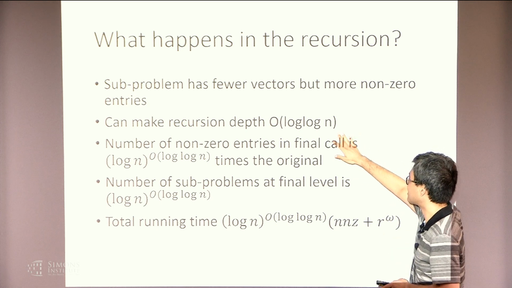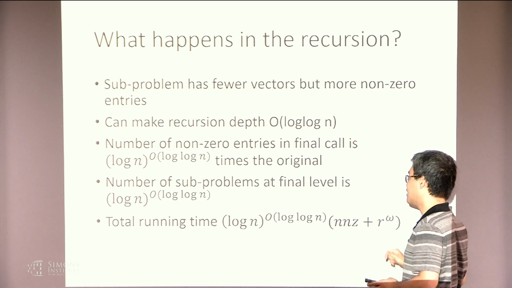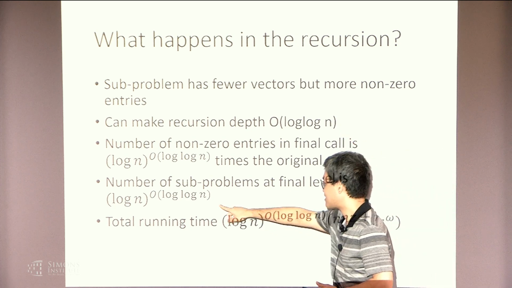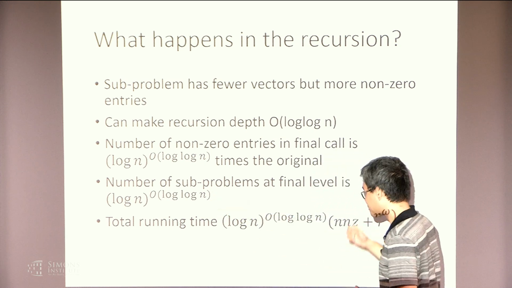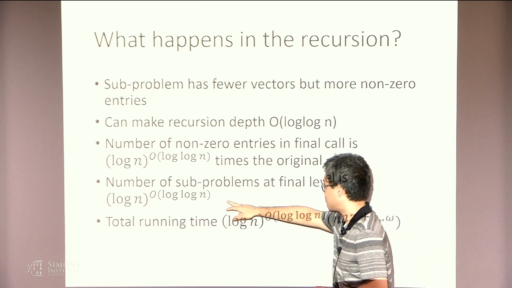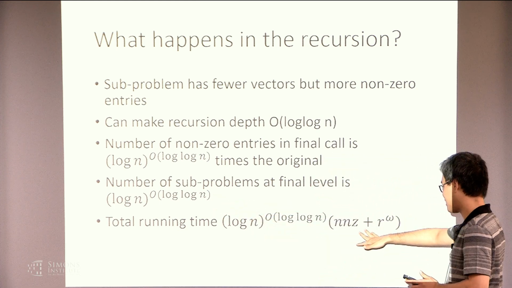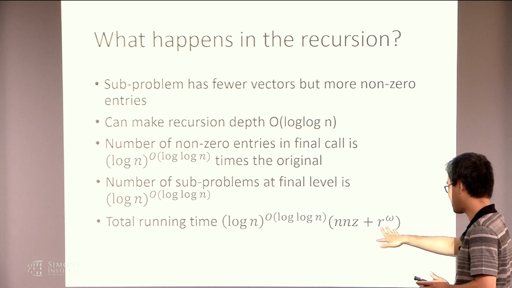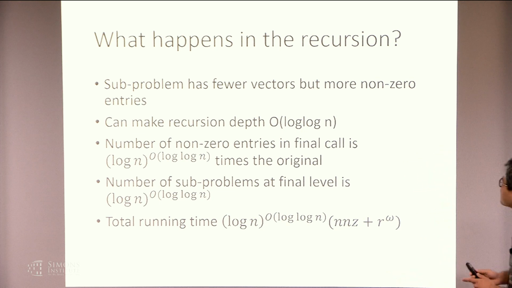And you can make that happen. You can make the recursion depth on the order of log log n. So we'll blow up the size of the problem by log n each time, and the size of the problem will blow up by log n to this power. The total running time would be exactly what I mentioned: sparsity plus the rank to the omega, times this blow up factor.